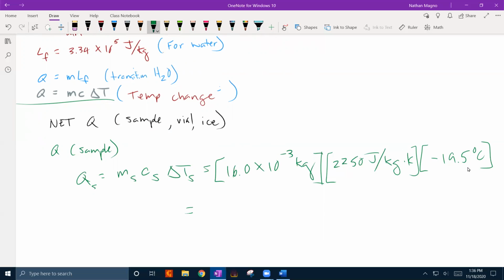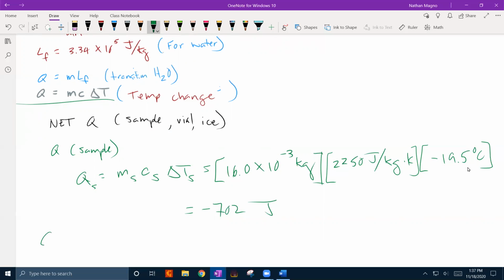Okay, and then this should equal negative 328 joules. Oh, no, I'm looking too far ahead. Negative 702 joules. So basically, this is how much heat is lost or transferred from hot to cold when the sample is being cooled down. So this sample is losing energy.